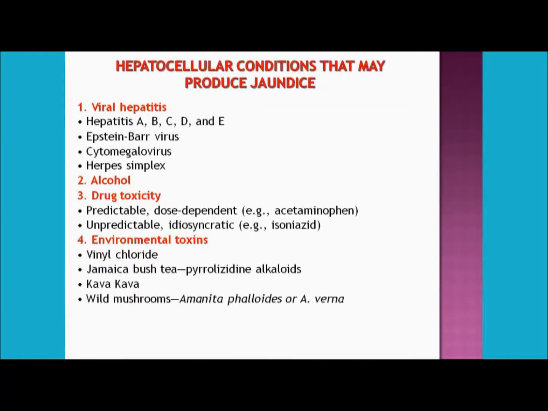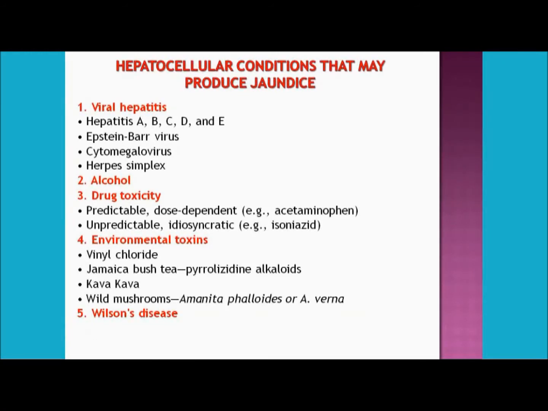The next one is environmental toxins. There are different environmental toxins which we take in our life, knowingly or unknowingly. A component like vinyl chloride. Sometimes some people take Jamaica bush tea, which actually has pyrrolizidine alkaloids. That also can cause jaundice. Kava is a herb; it just looks like a betel leaf. It is generally used by tribal people for the treatment of postmenopausal syndrome. The next one is wild mushroom, for example Amanita phalloides. They may also induce jaundice.